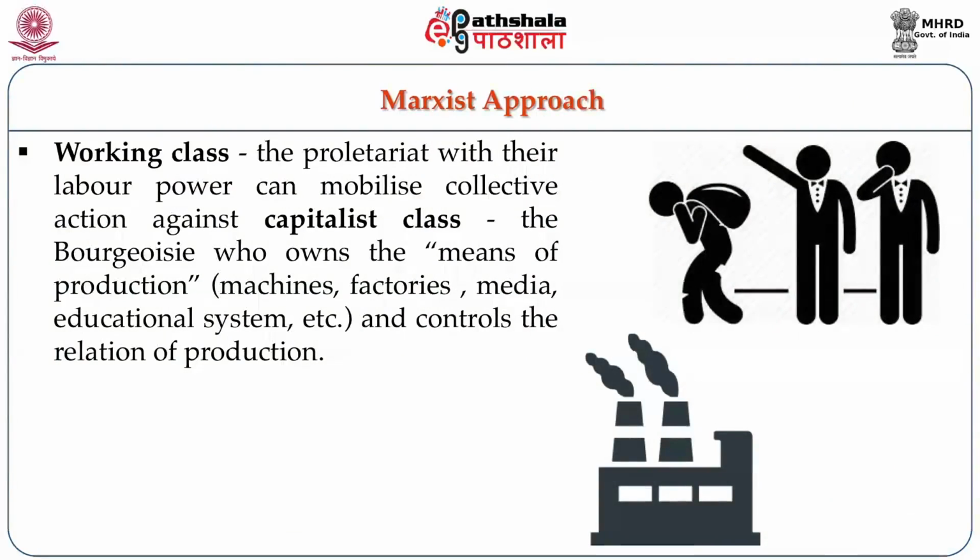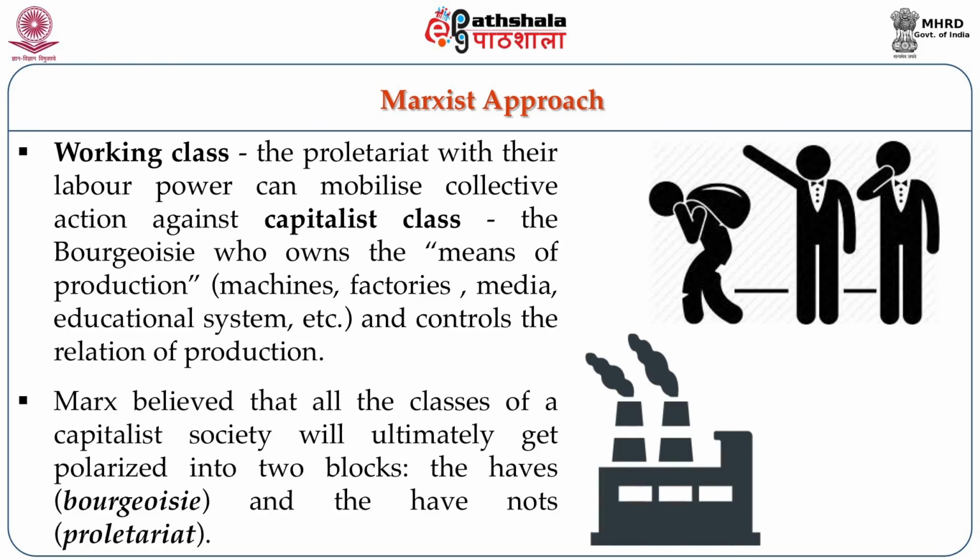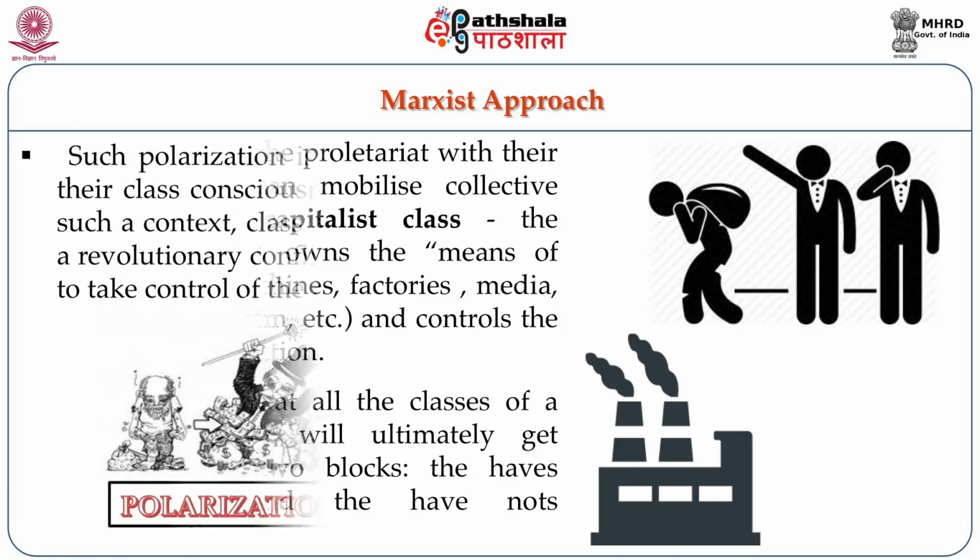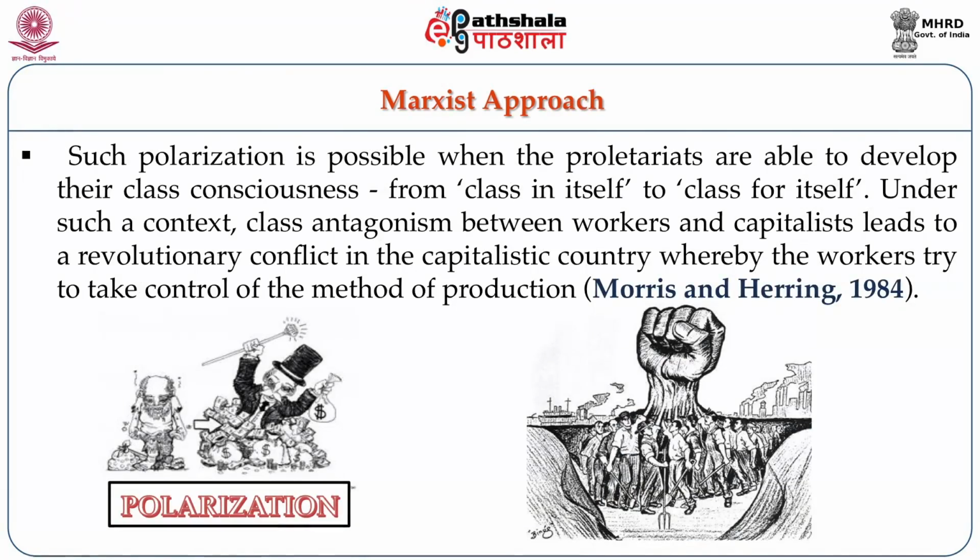Now, the working class or the proletariat, with their labor power, can mobilize collective action against the capitalist class or the bourgeoisie, who own the means of production, and by virtue of that ownership also control the relations of production. What Marx believes is that all the classes of capitalist society will ultimately get polarized into two large blocks: the haves, composed of the bourgeoisie, and the have-nots, composed of the proletariat. So ultimately, all the classes will be polarized into two large camps.